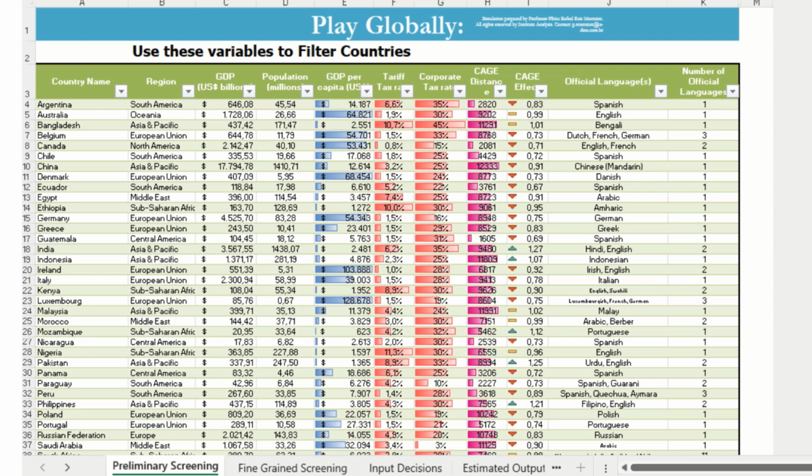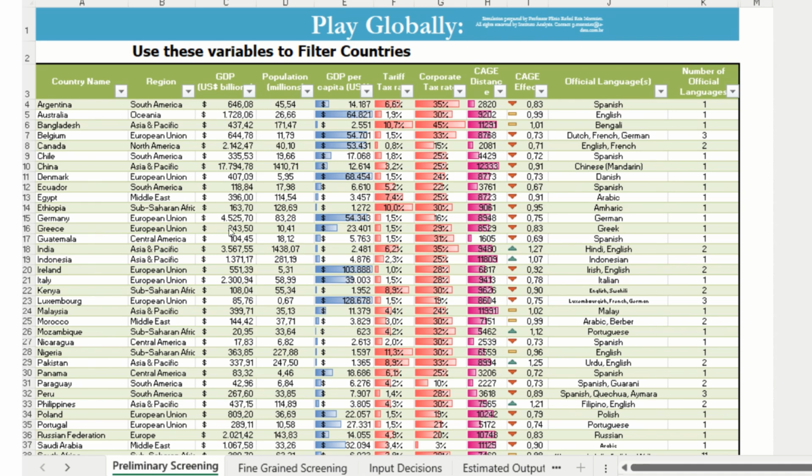To work with, we can go in this Preliminary Screening tab, and here we have some important variables to check. First, we have here GDP, and a higher GDP indicates a larger and potentially more stable economy, which can provide a stronger consumer base and investment climate.